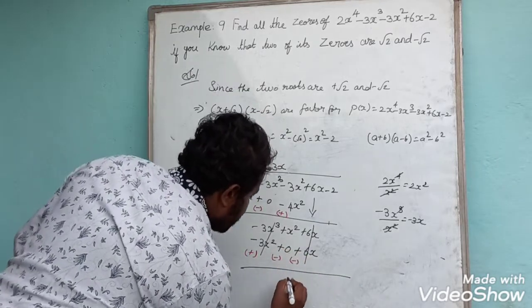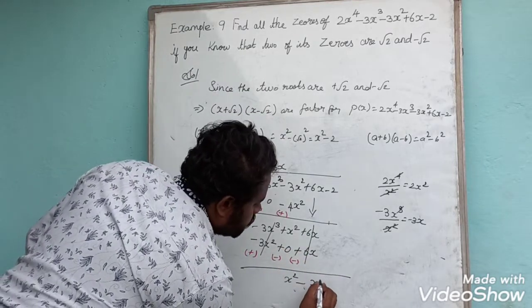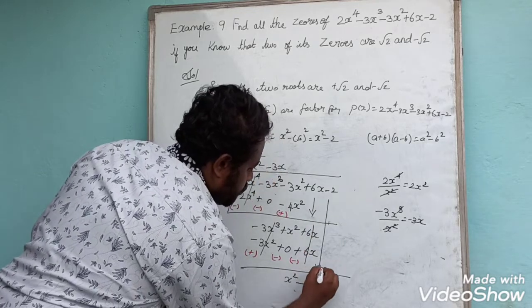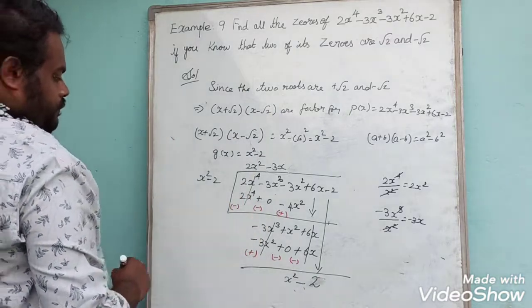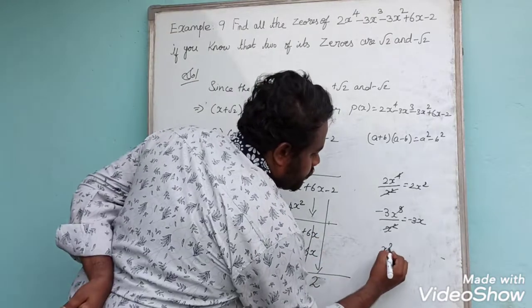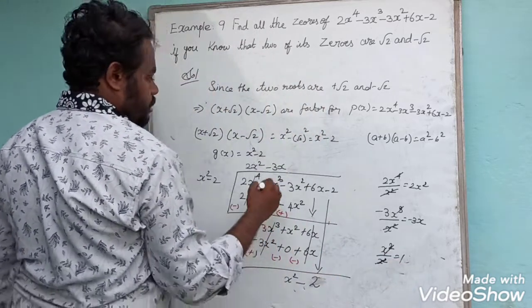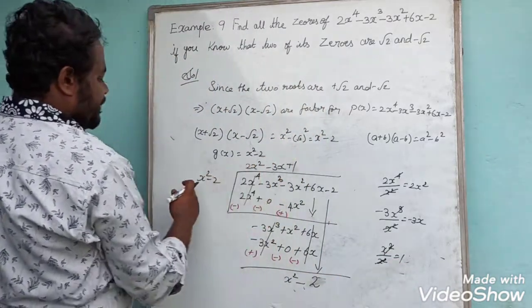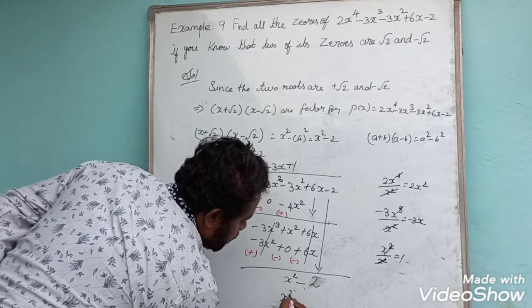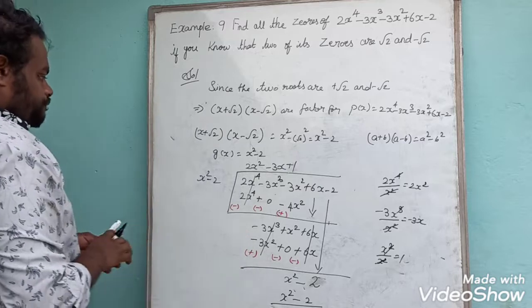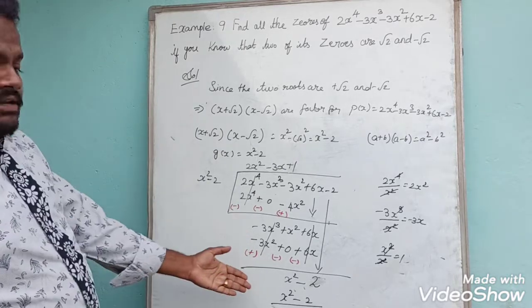Finally we get x^2 - 2. x^2 divided by x^2 is 1, so plus 1. So 1 into x^2 - 2, and x^2 - 2 becomes 0. So now we get the remainder 0.